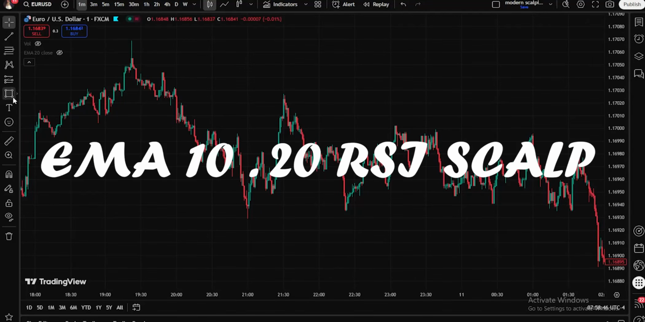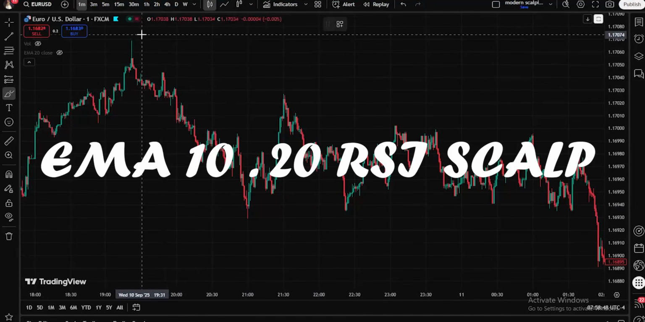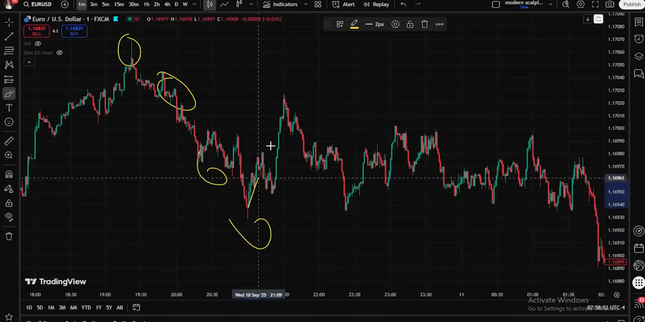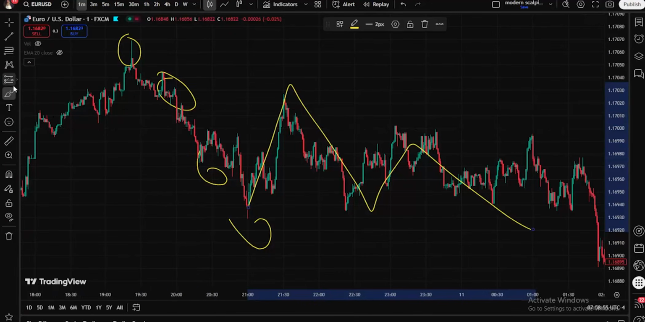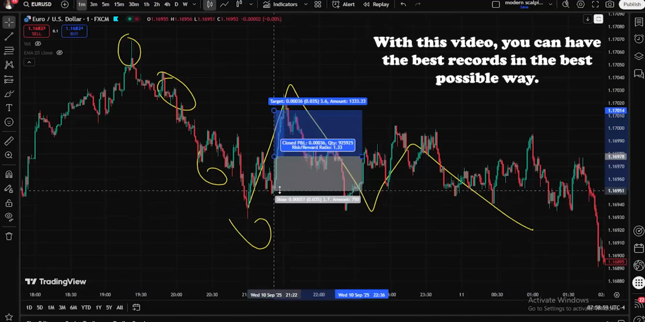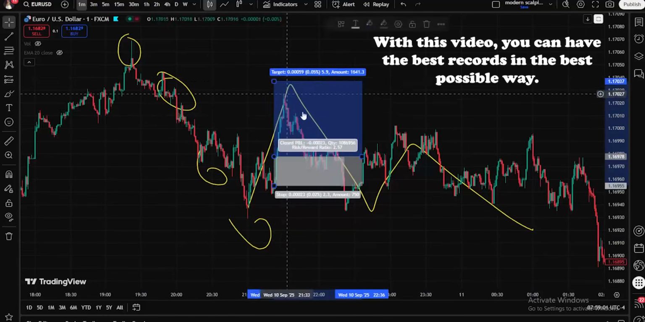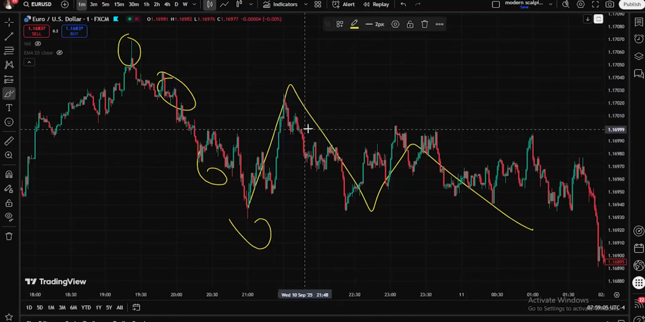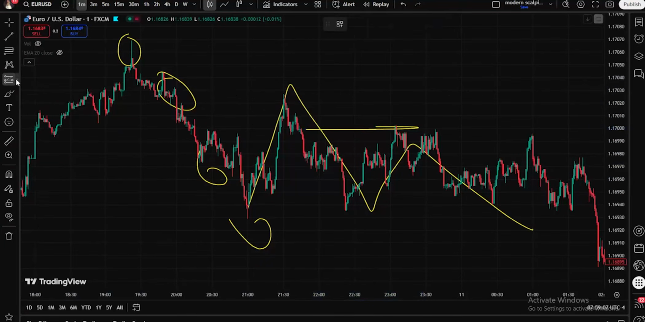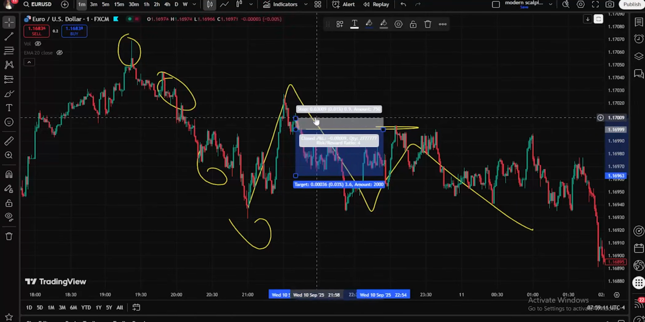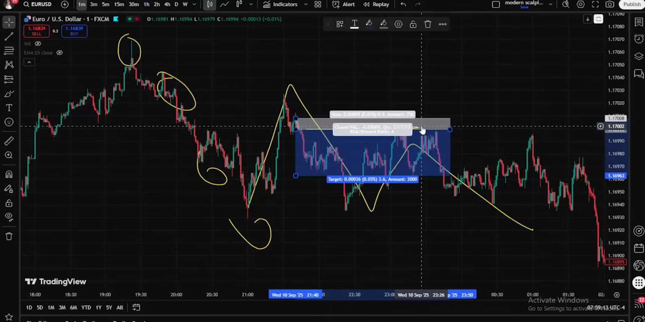Have you ever seen an entry signal, entered a trade, and seconds later everything went the other way? Well, maybe it's time to refine your strategy. In this video, you're going to learn a scalping method that combines EMA 10, EMA 20, and RSI to give you fast but filtered signals, as if an experienced trader is standing behind you. If you're looking for a small but sure shot, watch this video until the end.